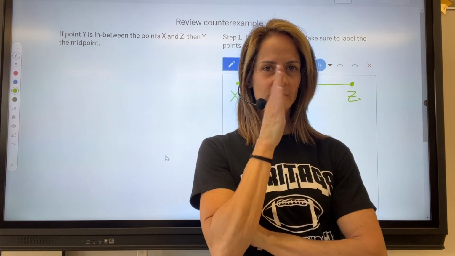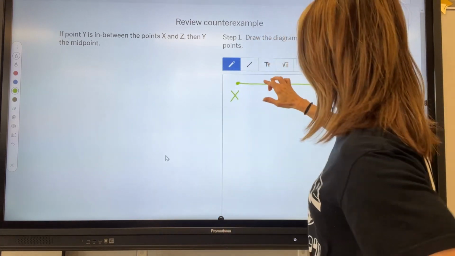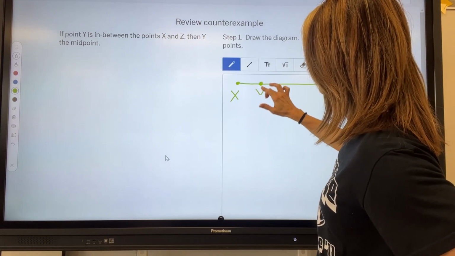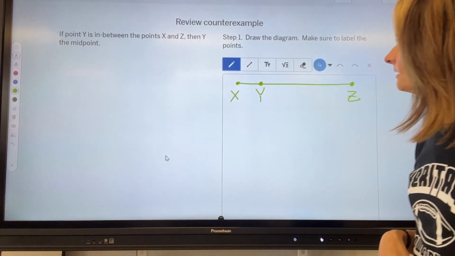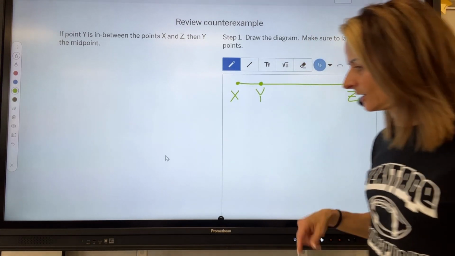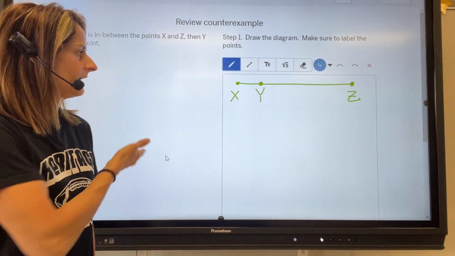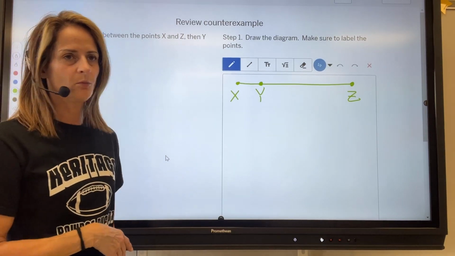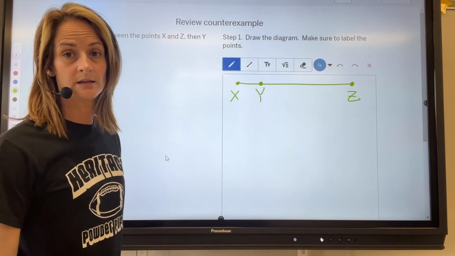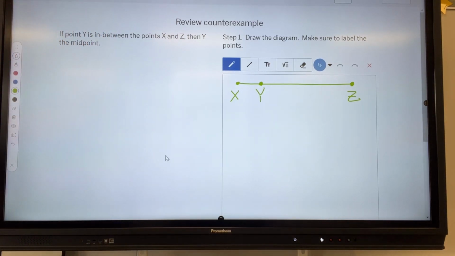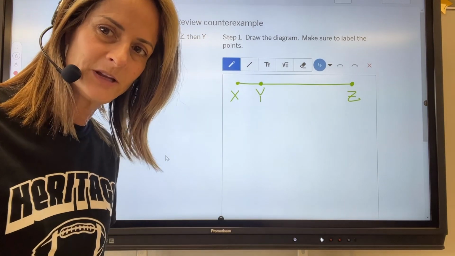Does y have to be perfectly in the center? It could be anywhere, right? So I'm gonna put it right here. Because there, y is in between x and z, but it's not the midpoint. So draw the diagram, make sure to label the points. So there we go. Okay, so a counterexample would be x is 1 inch away from y and y is 3 inches away from z. Okay, it's not directly in the middle. So let's go ahead and write that down, and I'm going to stop the video on counterexamples.